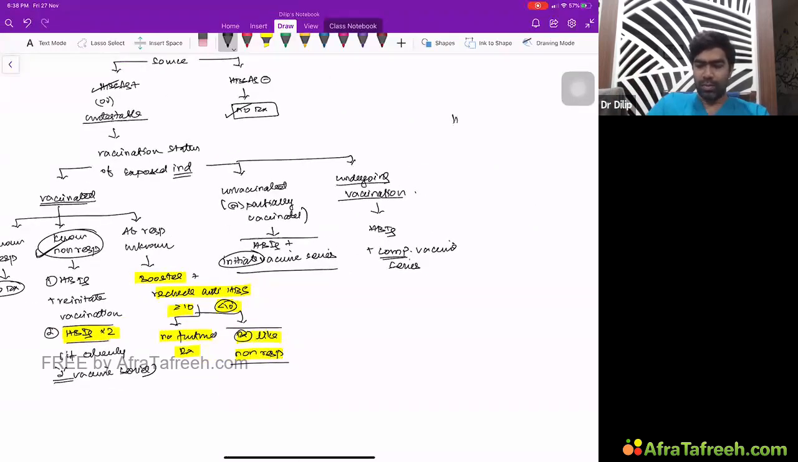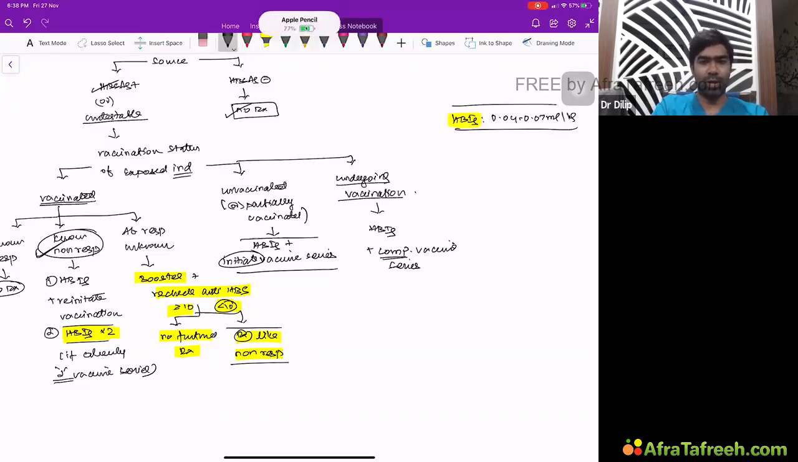And what is the dose of hepatitis B immunoglobulin? HB immunoglobulin in neonates, I told you 0.5 ml is the standard dose, but here I'm going to use 0.04 to 0.07 ml per kilogram. But most importantly, hepatitis B immunoglobulin should be given at a site where you don't give the vaccine. Vaccine and hepatitis B immunoglobulin should be given at different sites. Otherwise, the immunoglobulin will neutralize the vaccine strains. So there's no point in giving at the same site.